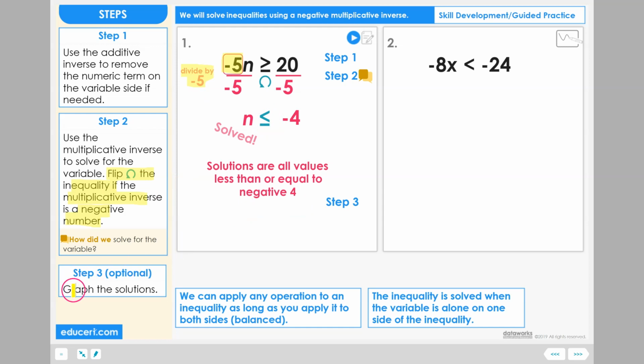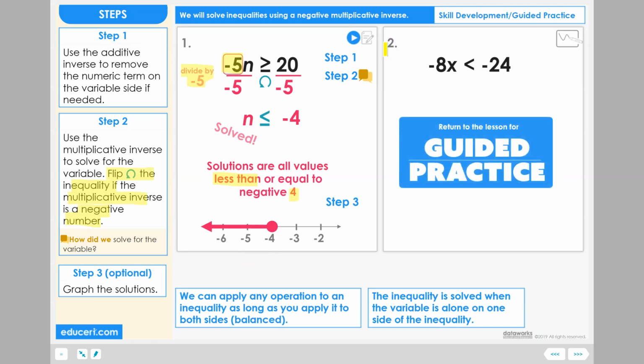Step 3. Graph the solutions. Draw our number line with negative 4 in the middle. Negative 4 is included in the answer, so we used a closed circle, and we shade to the side that is less than to complete our graph. You are now ready to solve the inequality in problem number 2.